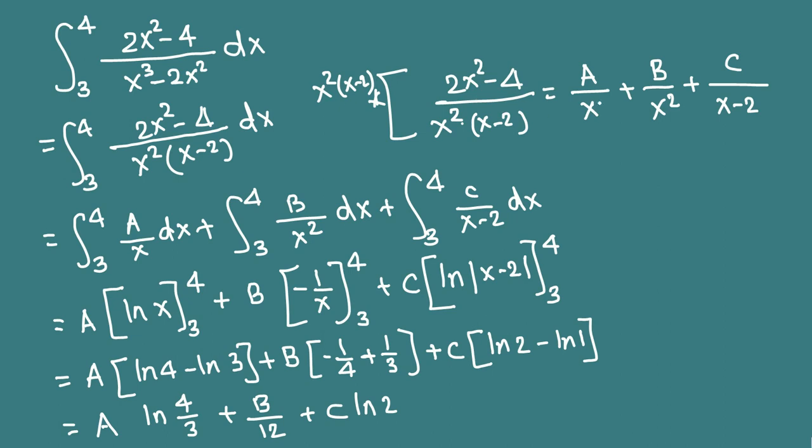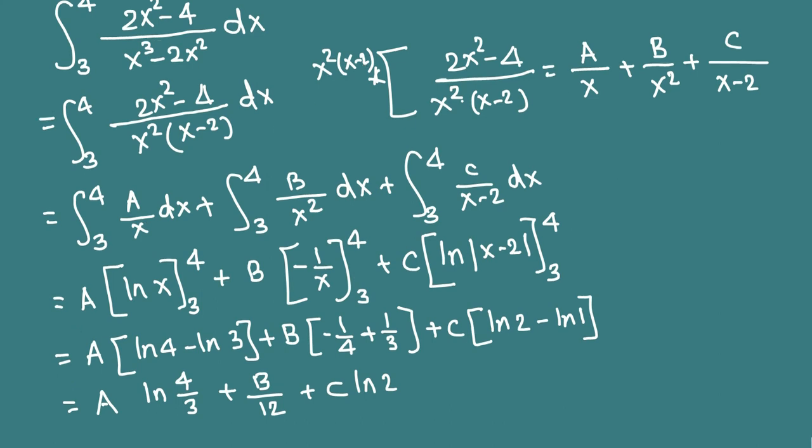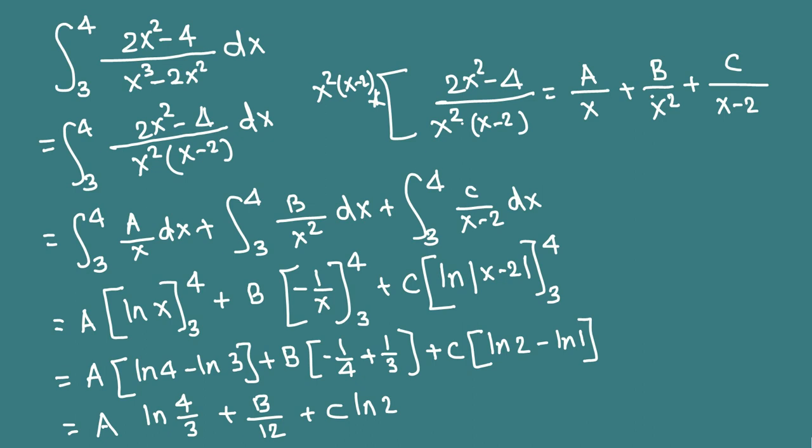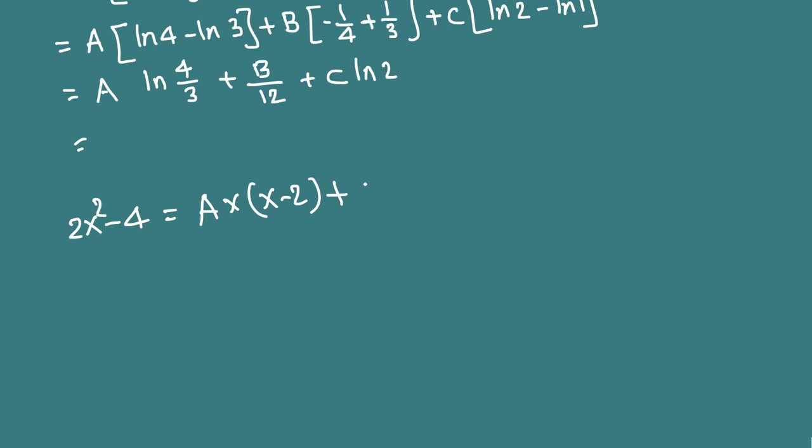Okay, let me write over here: 2x squared minus 4 equals, how about the first fraction? When we cancel, x cancels, so a times (x minus 2), plus, how about the second? When we multiply the second fraction, x squared cancels, so b times (x minus 2), and for the last, plus c, the (x minus 2) cancels, c x squared. Okay, we need to simplify all of them.